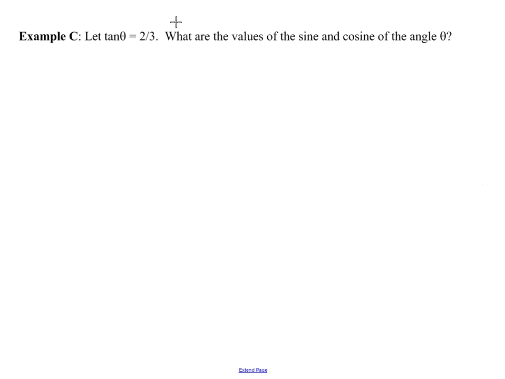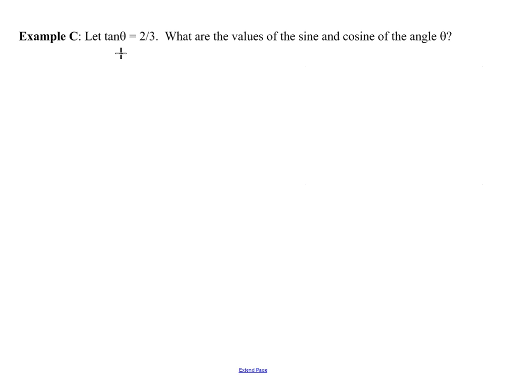Okay, so let's go through a typical kind of problem that you might be asked in this section. Let's say you're told something like the following. Let tangent of theta equals 2/3. What are the values of the sine and cosine of the angle theta? Well, we do have to remember that what we're telling you right here is that we have a right triangle whose ratio of opposite to adjacent side is 2 to 3.